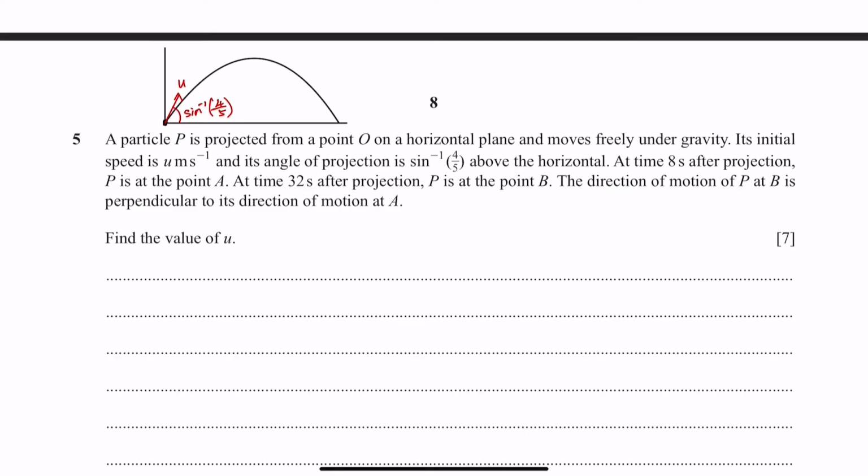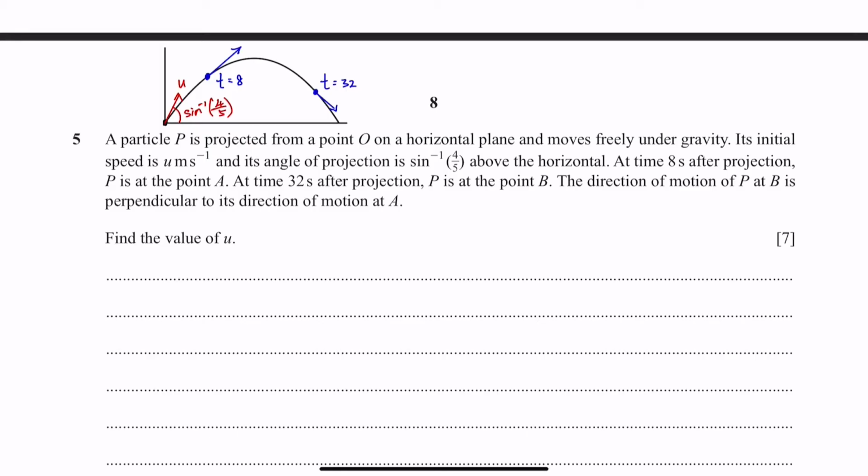So at t equals 8, let's say the particle is here with its direction of motion like this. This is t equals 8. And at t equals 32, let's say it's here, the direction of motion is perpendicular to the direction of motion when t equals 8. So this is when t equals 32.